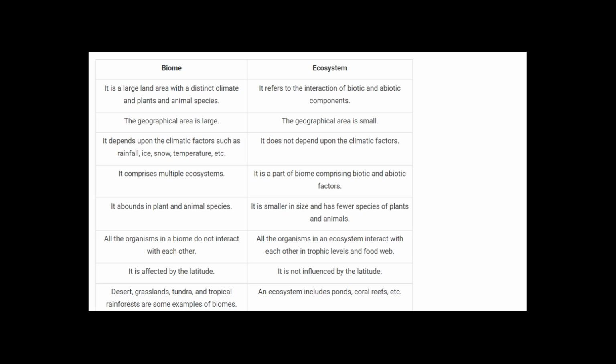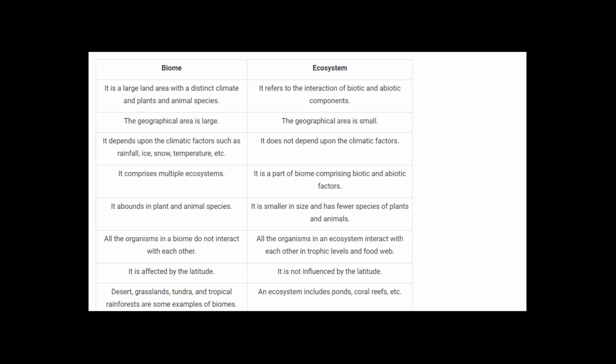So a biome comprises multiple ecosystems. An ecosystem is part of a biome. Biomes abound in plant and animal species, whereas an ecosystem is smaller in size. In a biome, all the organisms do not interact with each other. Clearly, in a tropical rainforest, since it's very large, some organisms don't have the chance to interact with each other. But with an ecosystem, by definition, more or less, the organisms interact with each other.